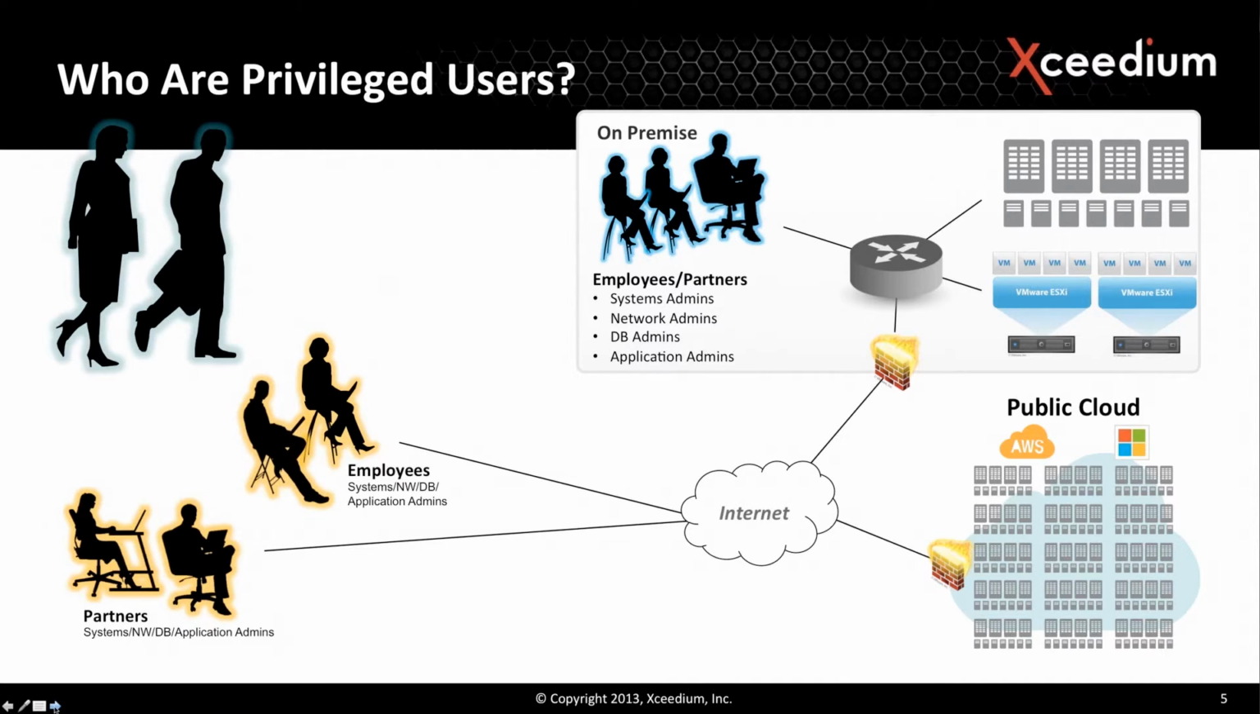Those folks can be partners working from a partner office. The net of it is they might not be within the confines of your organization on your network where you have specific controls. And in a public cloud environment, everybody's kind of an outsider, at least from a network perspective. So that's a couple of the folks you want to talk about.